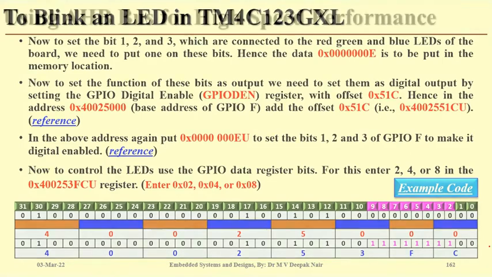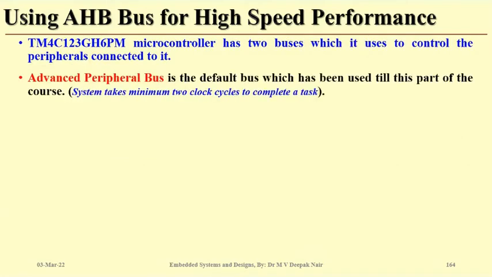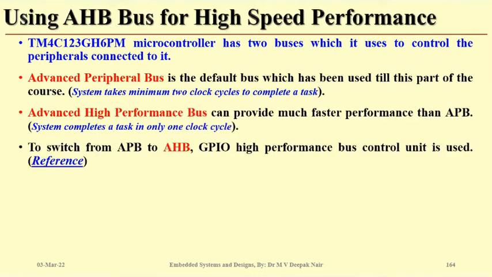Leave it. Now, can you change the same code for making the LEDs on or off using AHB? Now it is your job. Tell me the base address of GPIO port F's AHB. Base address of port F using AHB.